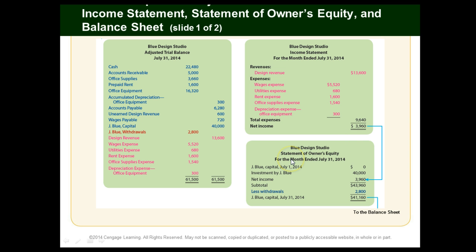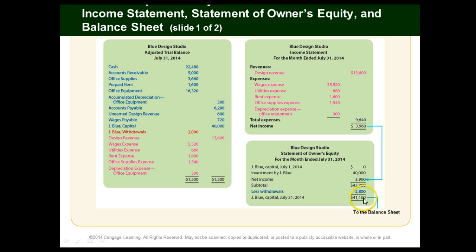So as you see here in our statement of owner's equity, we start with the beginning balance, which in this case there was none, and then we add our investment in J Blue, which was $400. We show our net income, which came from the income statement, $39.60. We come up with the total. Then we take our J Blue Withdrawals, which is an account from our trial balance, to come up with our J Blue Capital as of the end of the period.